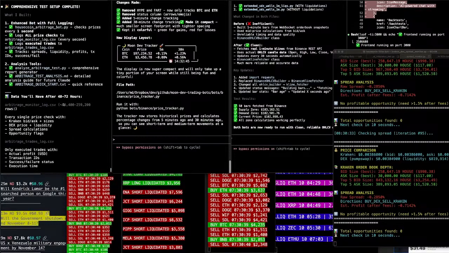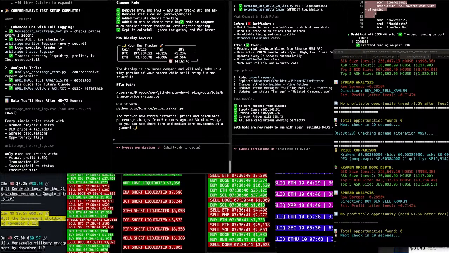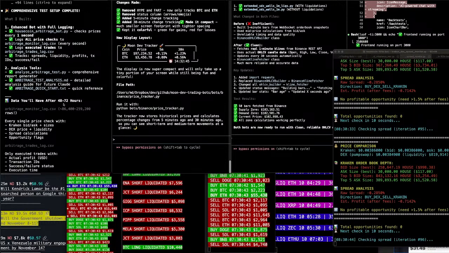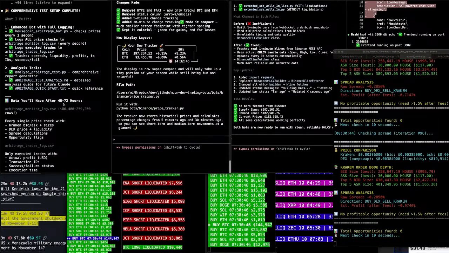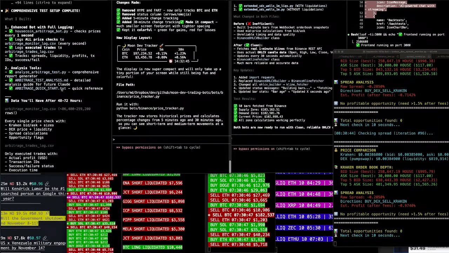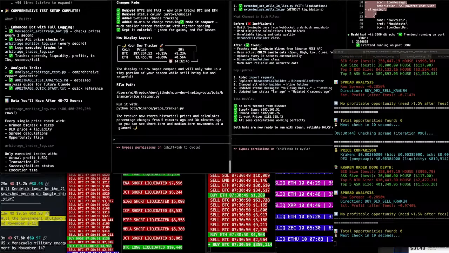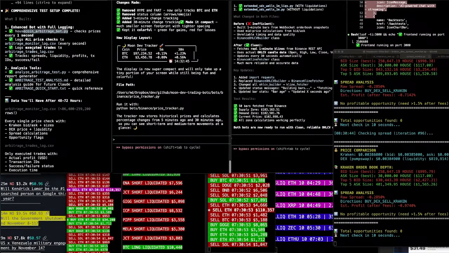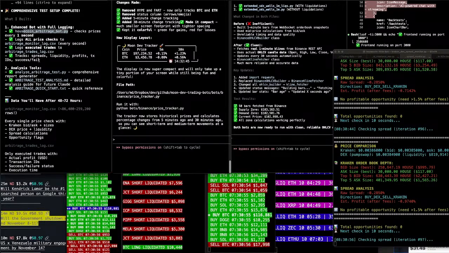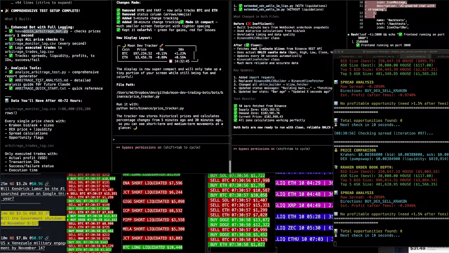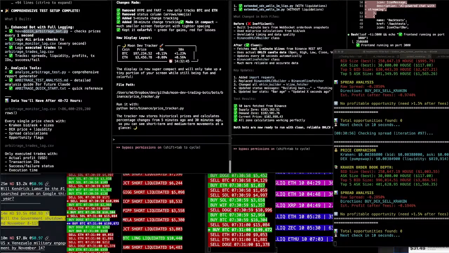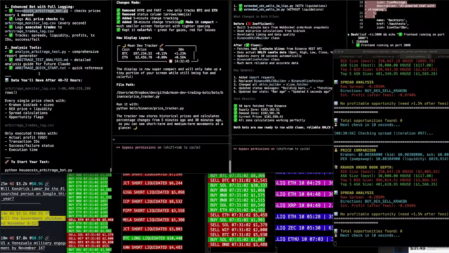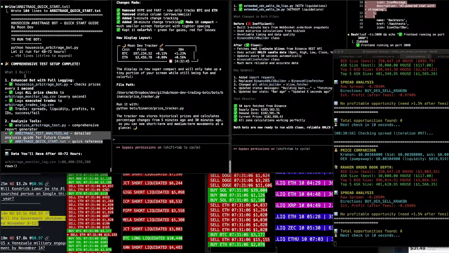Comprehensive setup complete. Advanced bot with full logging. Okay, so this will be the bot here. Logs all prices here: price checks, arbitrage monitor log, arbitrage trades log. Okay, analyze arbitrage test, arbitrage test analysis, arbitrage quick start. Let's go ahead and grab all these.